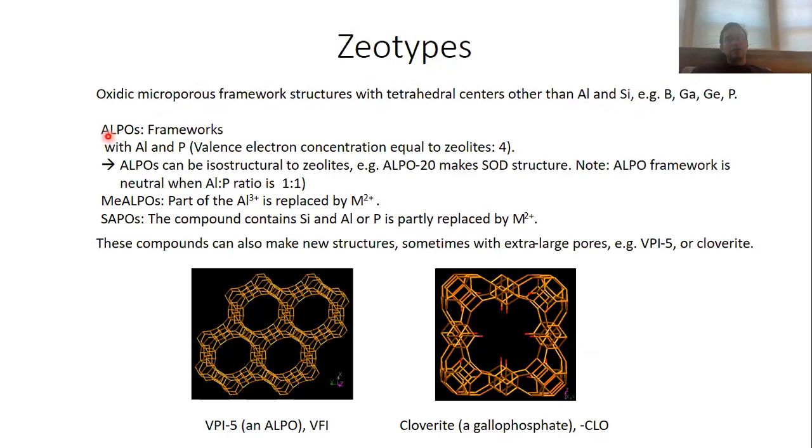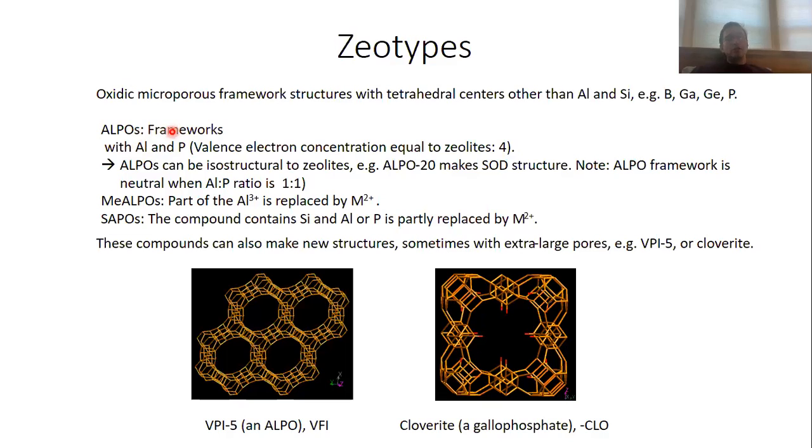Okay, so one example is the so-called ALPO frameworks, where you have the silicons replaced by aluminum and phosphorus. Aluminum has 3 valence electrons and phosphorus has 5 valence electrons. So when the ratio of aluminum to phosphorus is 1:1, then you actually have an electroneutral framework. But when you have more aluminum than phosphorus, again, your framework becomes more anionic.